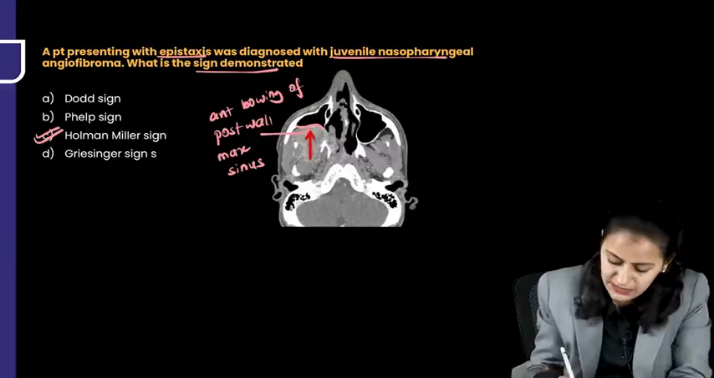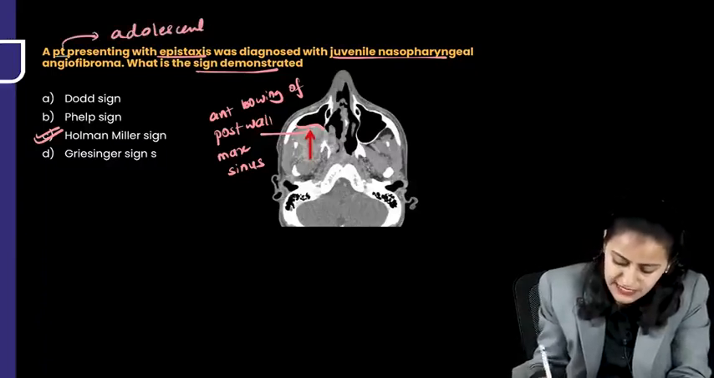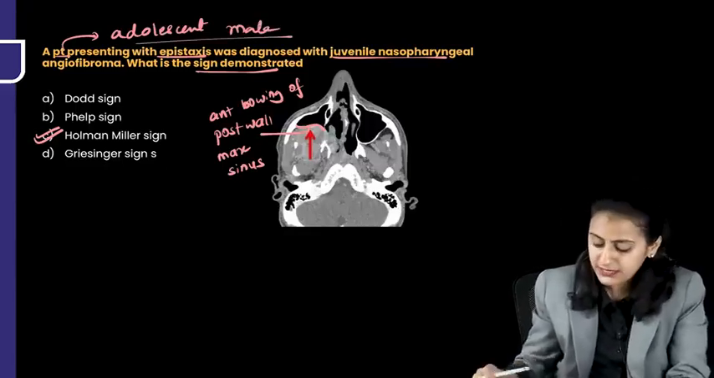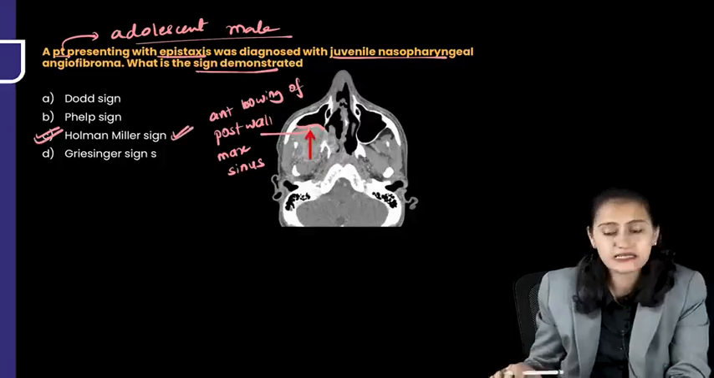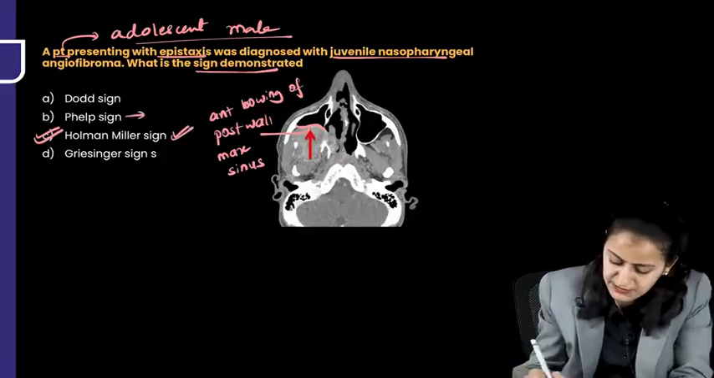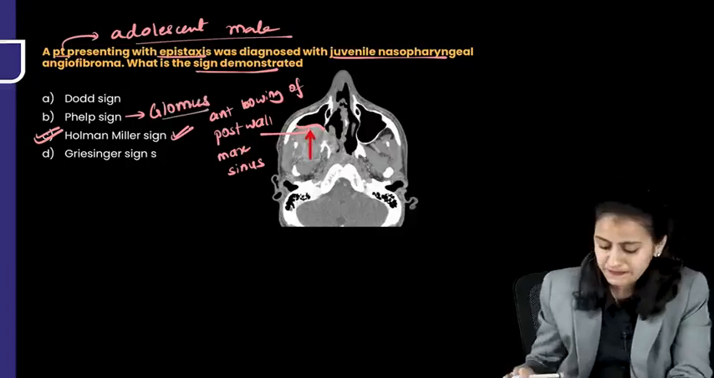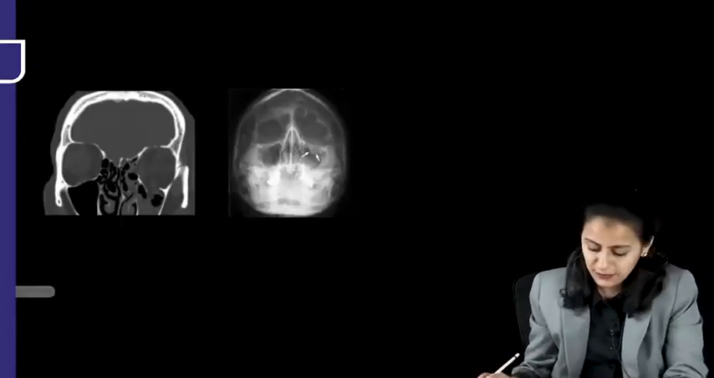Okay, so classically the patient's age generally in JNA would be an adolescent male presenting with recurrent epistaxis, right? So this is Holman-Miller sign. Where do you see the Phelps sign? Phelps sign is seen in glomus tumor, glomus jugulare.